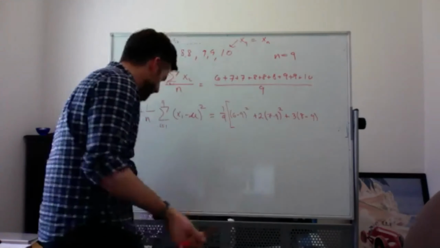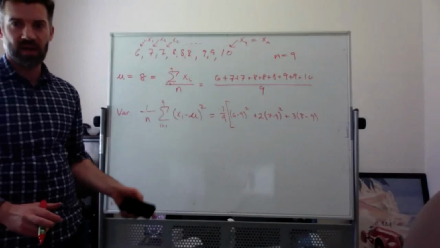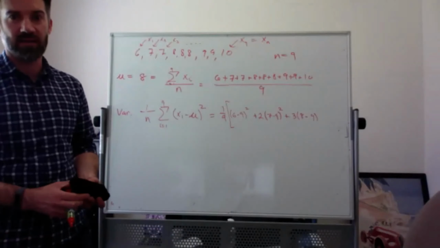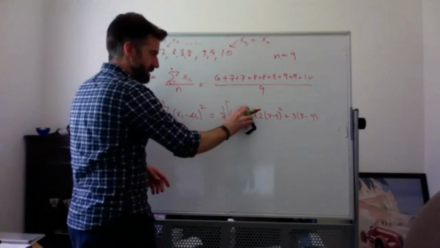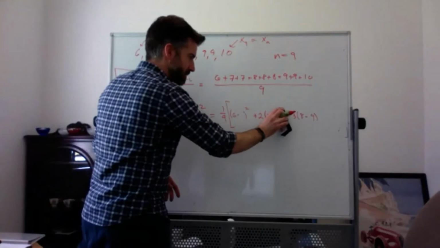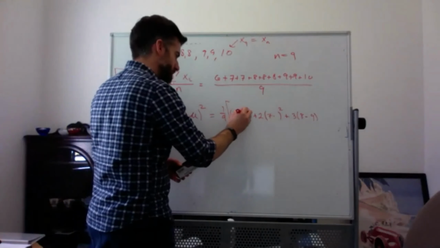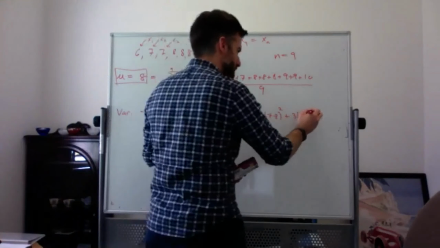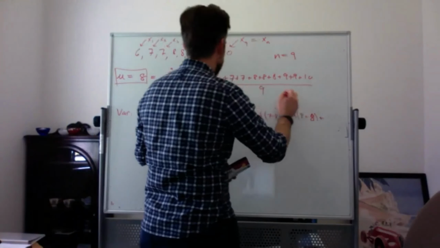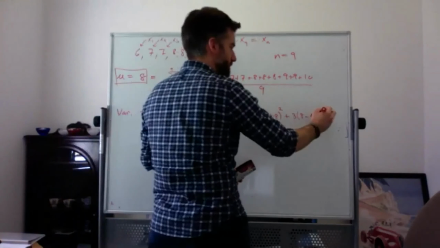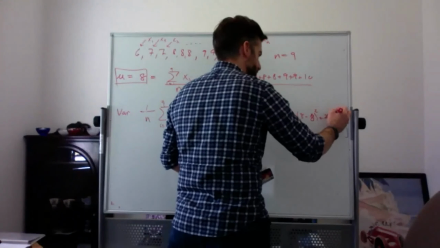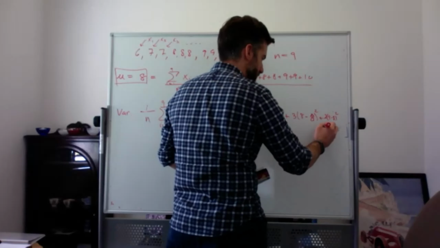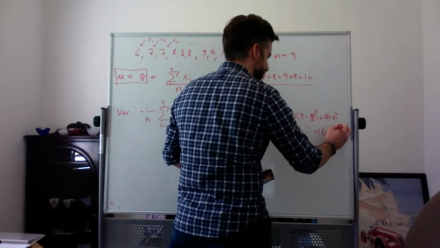Sorry. Oops. I'm making a dumb mistake. My mean isn't 9. My mean is 8, right? The mean was 8. So these should actually be 8 here. Sorry about that. And then I've got 2 9s. So I'm going to have 2 times 9 minus 8 squared. And then 1 times 10 minus 8 squared.